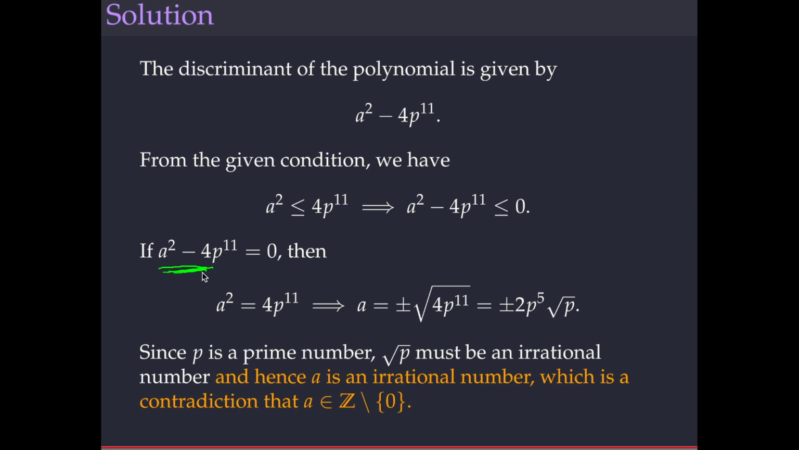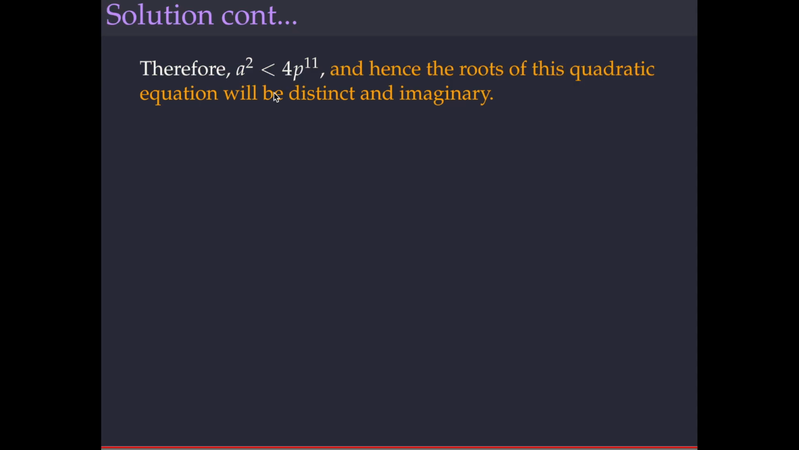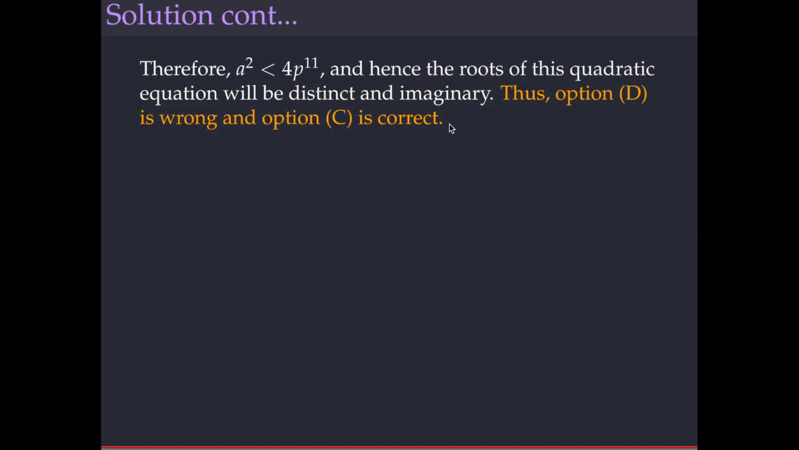Let's think it through and proceed. So what we analyzed is that a square is less than 4p to the 11. Then we can conclude that the roots of this quadratic equation will be distinct and imaginary. I'm not saying it's purely imaginary, I'm just saying it's imaginary.